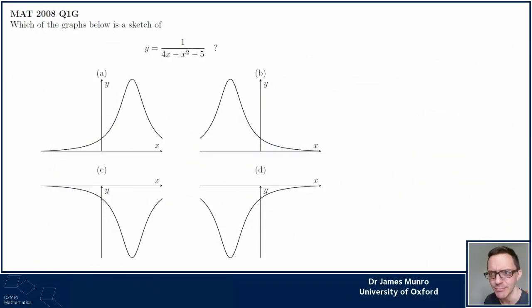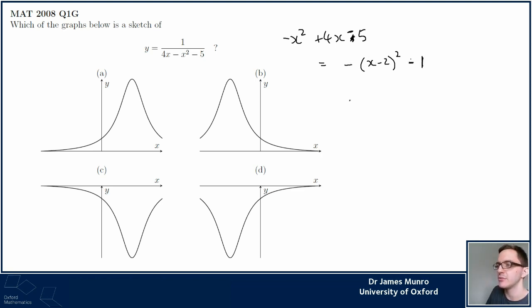People in chat are telling me to complete the square, which I can't wait to do. Let's have a go at that. So I'll need to write this denominator of the fraction, minus x squared plus 4x minus 5, is equal to, what is that? That's minus (x minus 2) squared, minus, hang on, so minus x squared, I've got my minus 4x, and I've got my 4 minus 1. Okay, so I think this is minus 1 plus (x minus 2) squared.